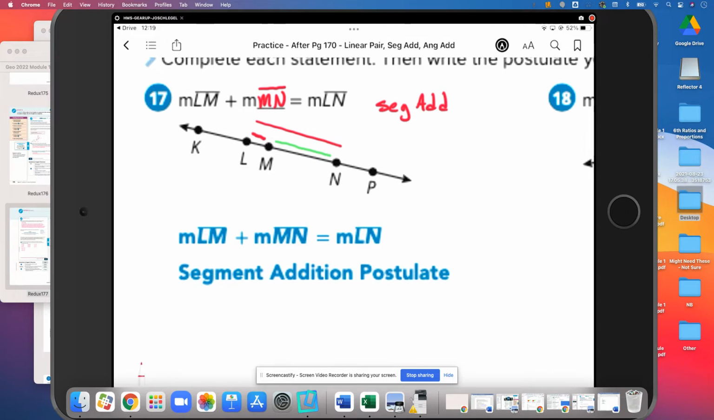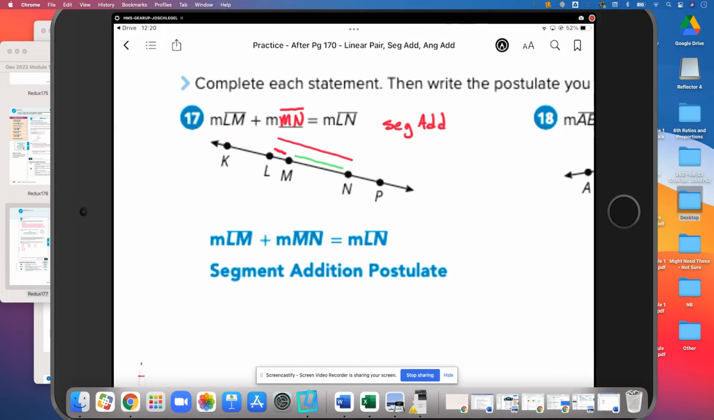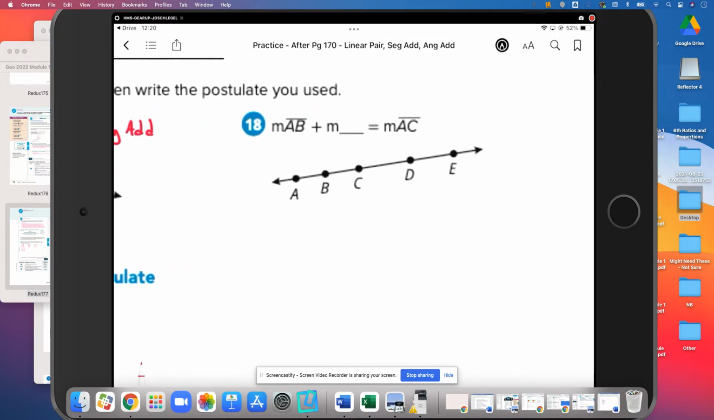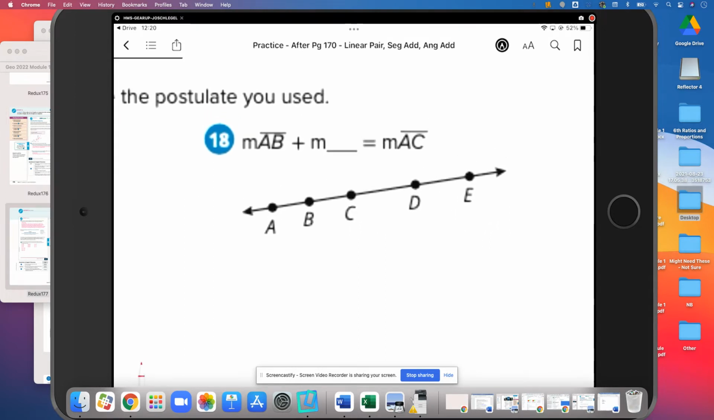And I'm going to abbreviate these things, everyone. I'm not going to write out segment addition every time. I'll do things like "seg add" just to save myself some time. Moving over to number 18, we have AB plus something makes the length of AC. I can see that in order to make it that far, I have to add the segment BC. And again, that is because of segment addition.